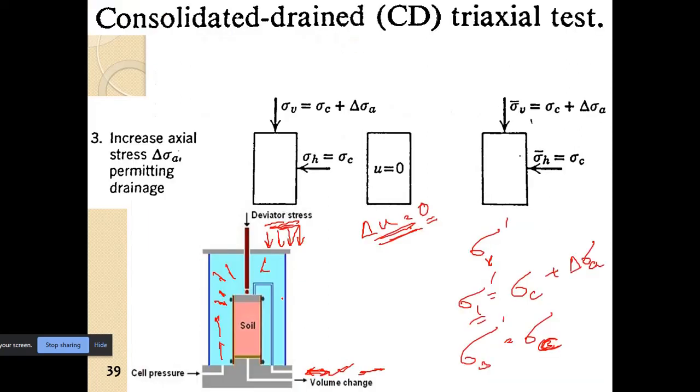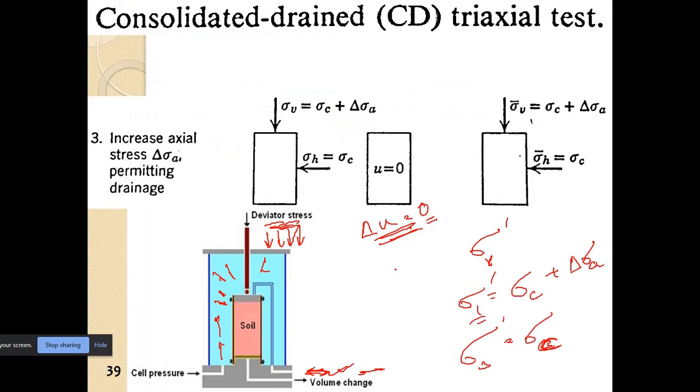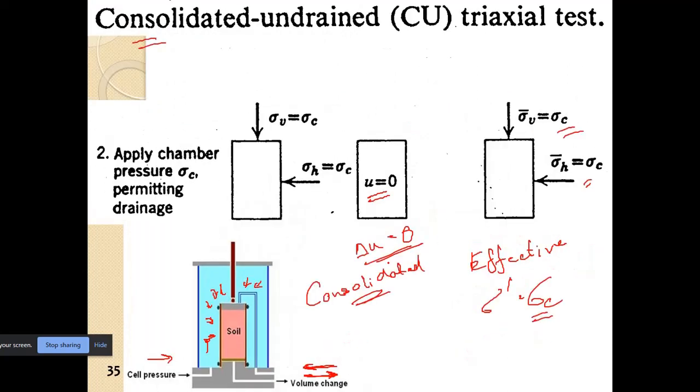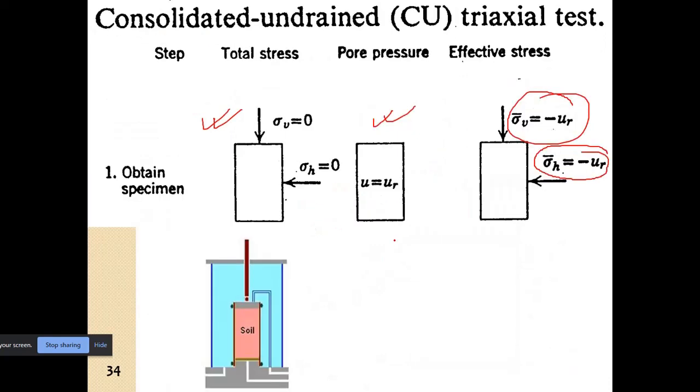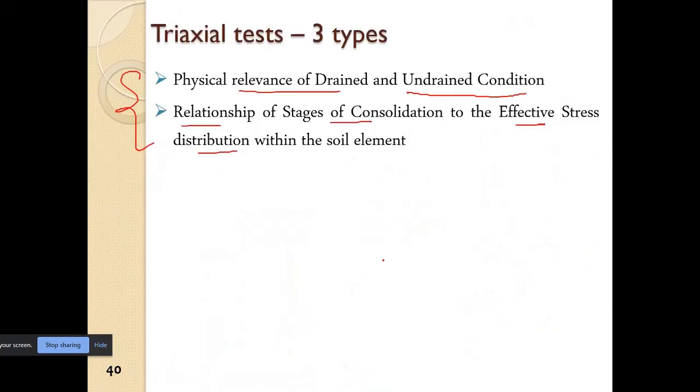Of course, in the later classes, we will try to understand the physical relevance of the drained and undrained conditions, and the relationship of the stages of consolidation to the effective stress distribution within the soil. This is a very important understanding, and we need to visualize what is happening within the soil samples so that we can do the analysis properly from the triaxial test data. So these are the 3 different triaxial tests that we do, and we will come in the later classes to how to go about the analysis of the triaxial test data.